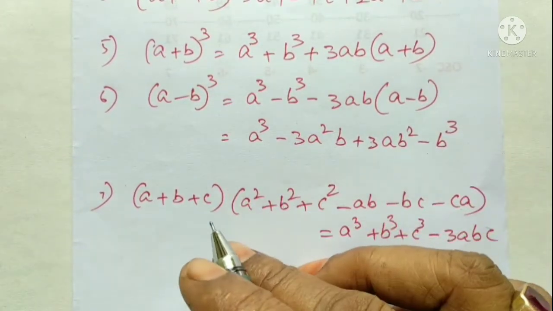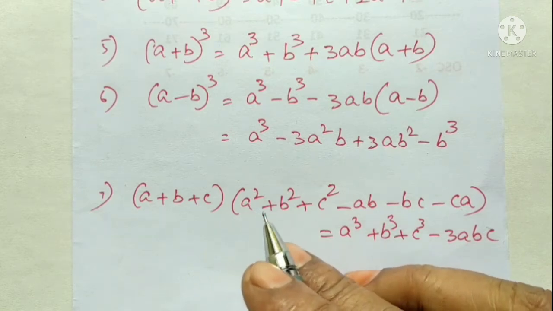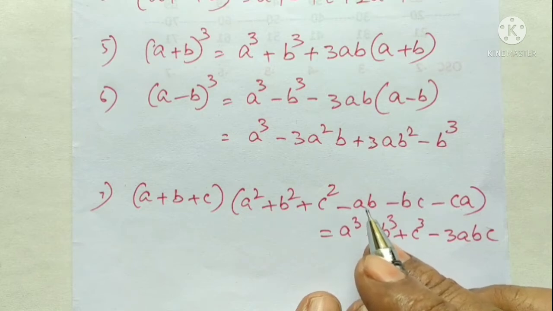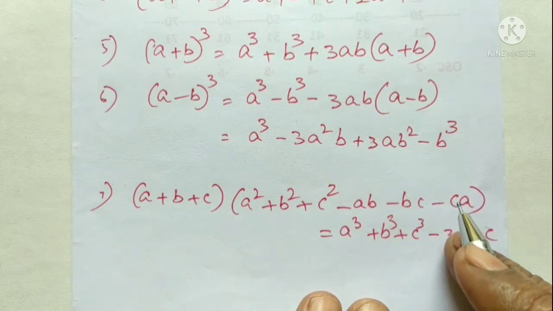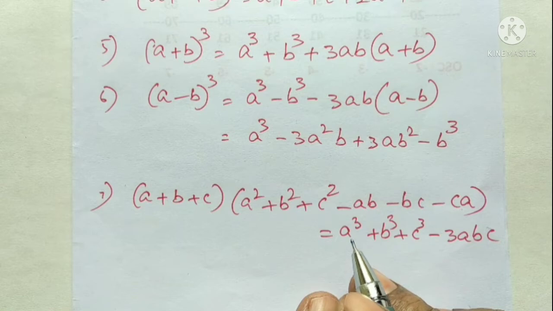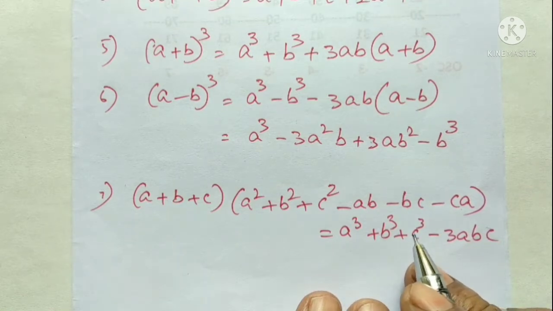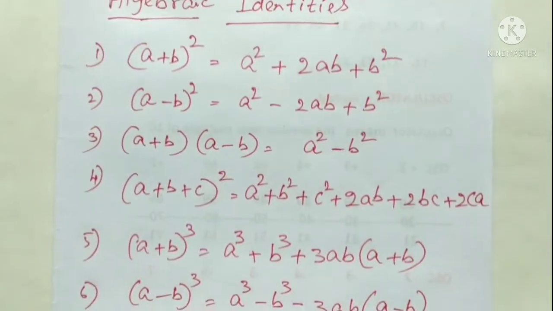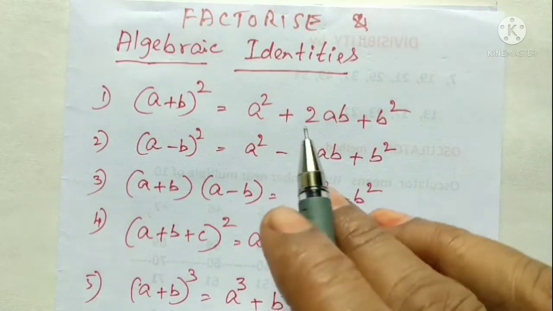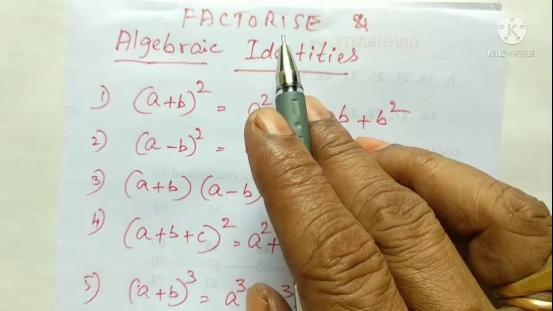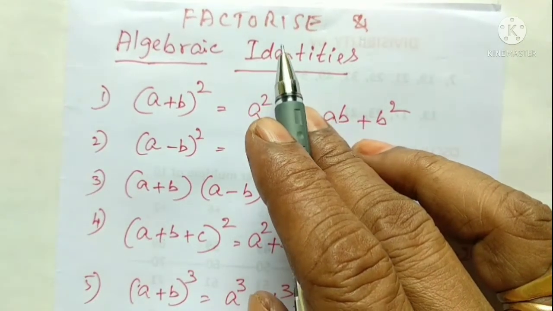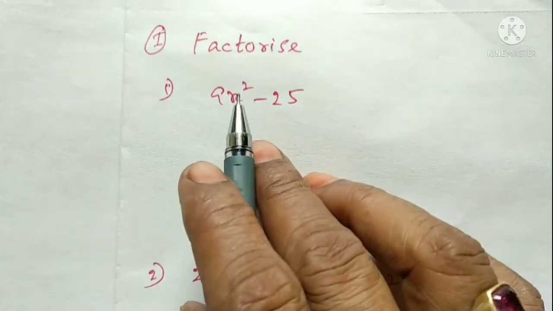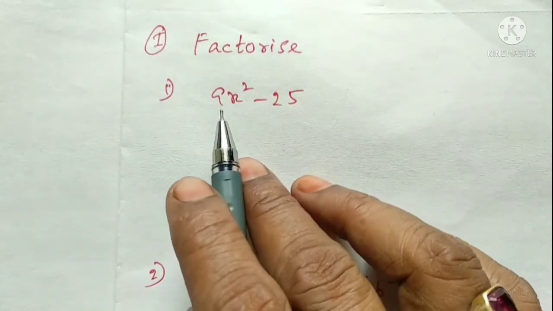Now, (a + b + c) multiplied by (a square plus b square plus c square minus ab minus bc minus ca) is equal to a cube plus b cube plus c cube minus 3abc. These algebraic identities are very useful for factorizing the given algebraic expression. Now let us consider some examples for factorization.